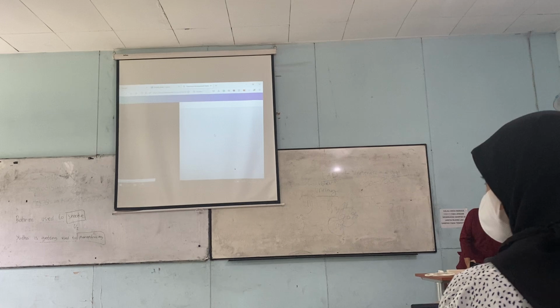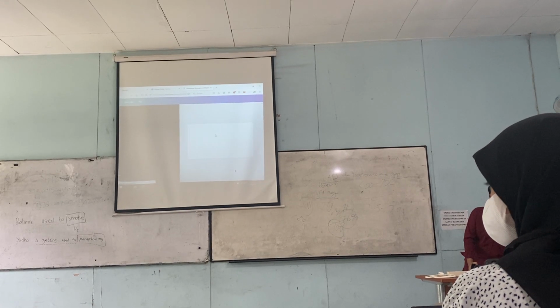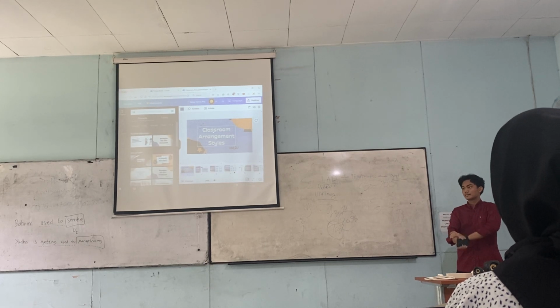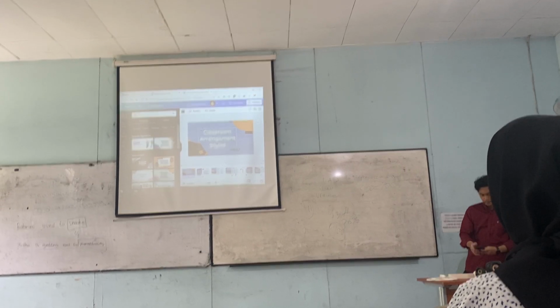Tadi catatan ada 20 ya. To achieve the learning goals of the learning process, and the second one, the learning outcomes from the student. Tujuannya classroom management sangat penting.